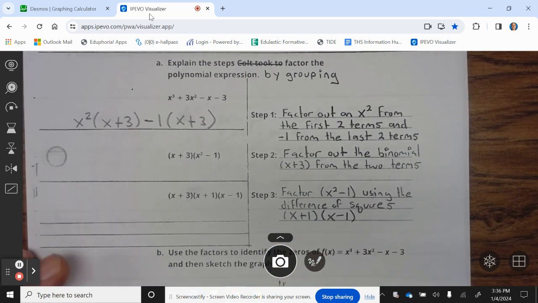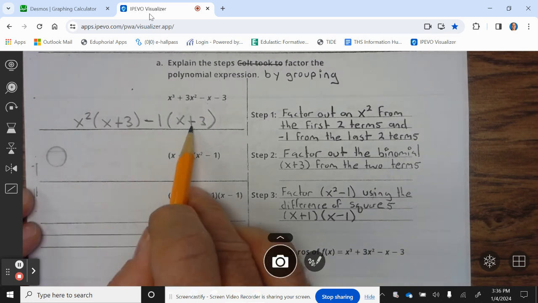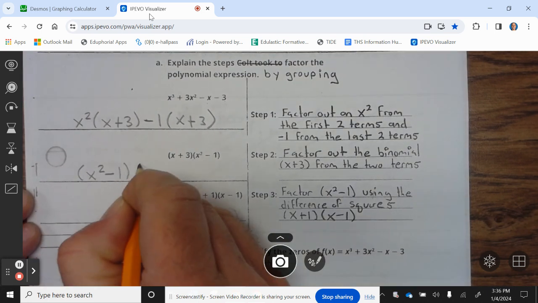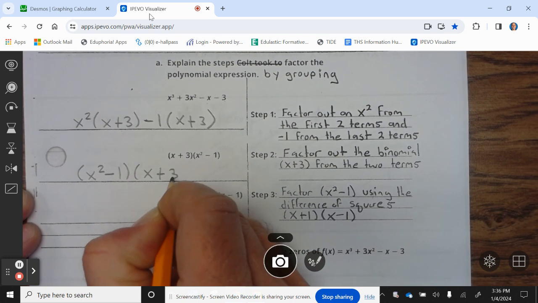Step 2, factor out the binomial x plus 3 from the two terms. So since they're both multiplied by x plus 3, we can rewrite this as x squared minus 1 times x plus 3.